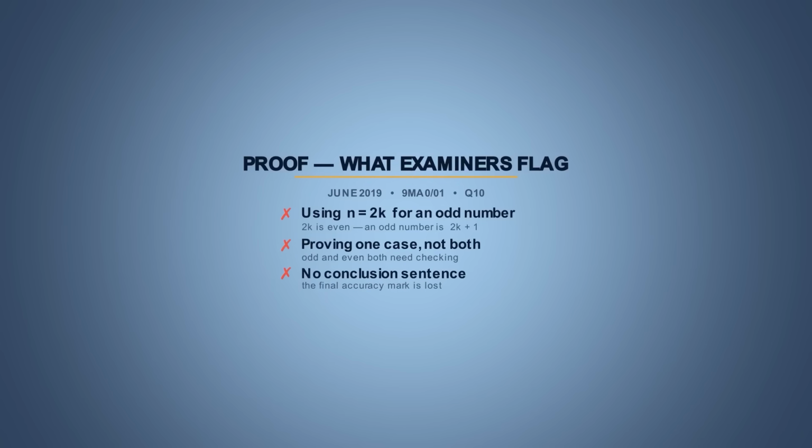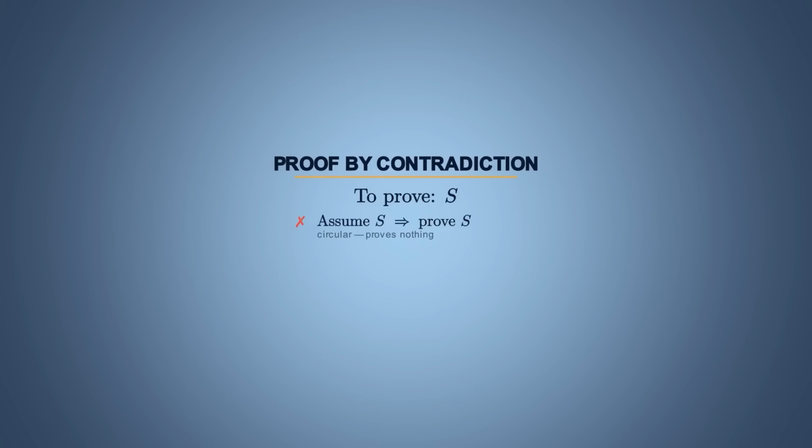But the most common error comes with proof by contradiction. And the reports basically say that students don't know how to set it up. So they write something like, assume n is odd, and then try to prove n is odd, instead of assuming the opposite of what they want to show and deriving a contradiction from it, which is how the proof is supposed to work.